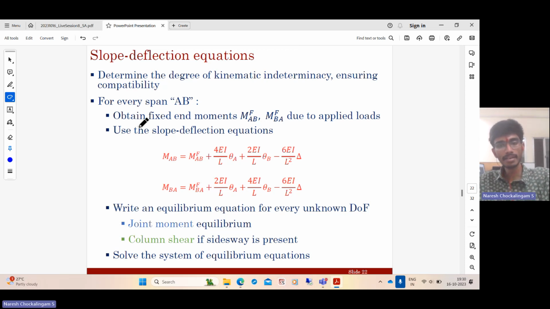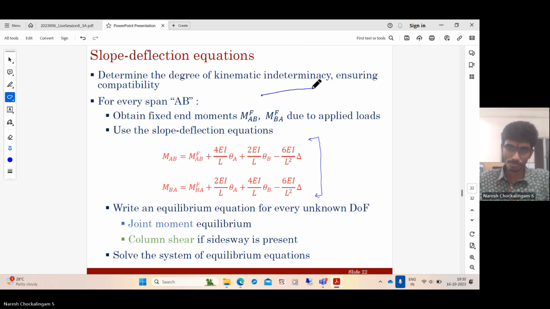Therefore, identify the degrees of freedom, which are also known as the kinematic variables of the problem, and then use these two equations. The derivation of these two equations is very straightforward. You can use either the conjugate beam method or another force method to derive these. So if you have a span AB, in the slope deflection equations, all the clockwise moments are taken as positive. So MAB is the moment on the beam in the clockwise direction at the point A, and the moment on the span AB at the point B in the clockwise direction is MBA.